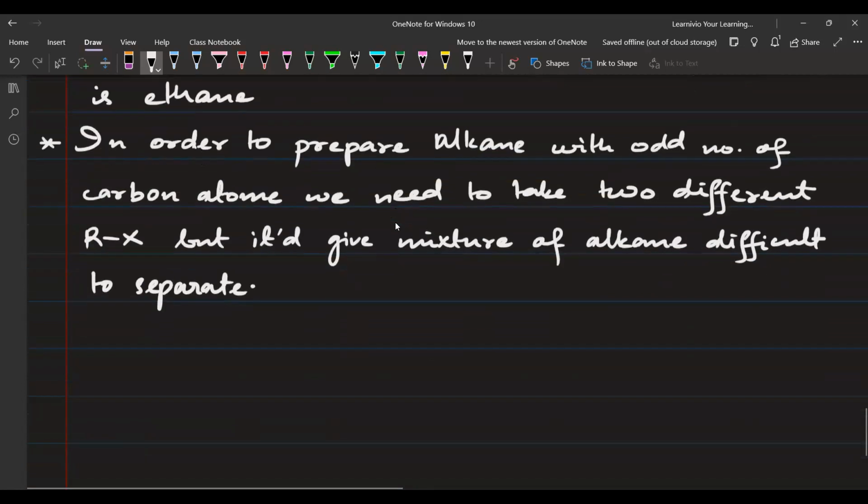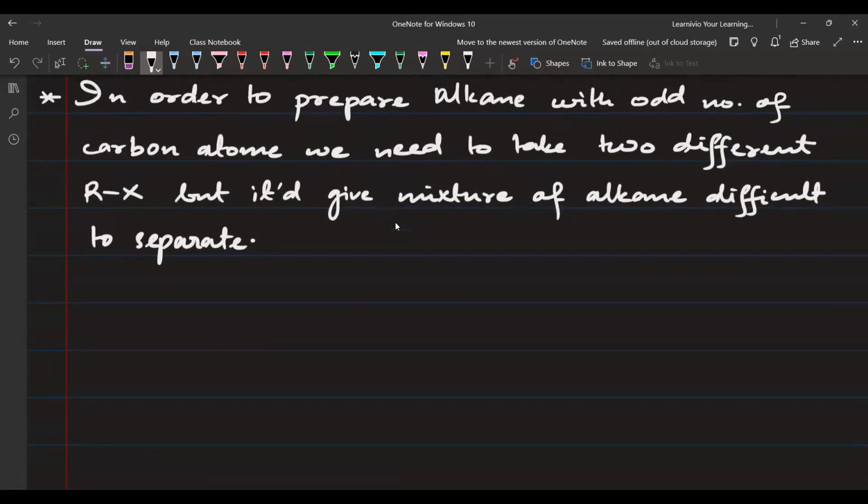ठीक है, ध्यान दीजिए जरा. What is the meaning of this last statement? For example, let us suppose I want to make this alkane CH3, CH2 and CH3 via Wood's reaction. Via Wood's reaction. So this can be made by this particular alkane. It can be made like this only.